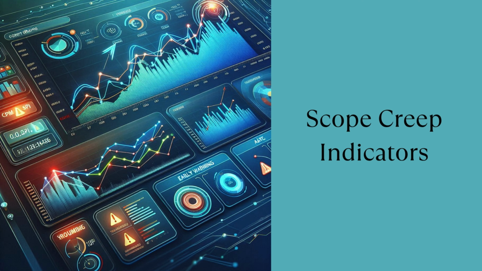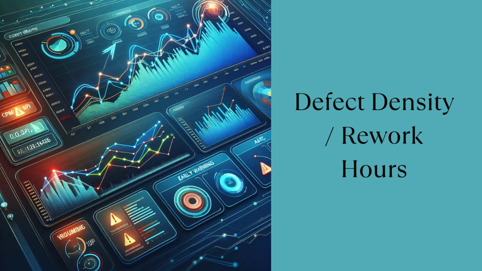4. Scope Creep Indicators. Number of change requests over time? Scope burndown trends? These are red flags. 5. Defect density / rework hours. Is your quality slipping while progress speeds up? Trend lines tell the truth.